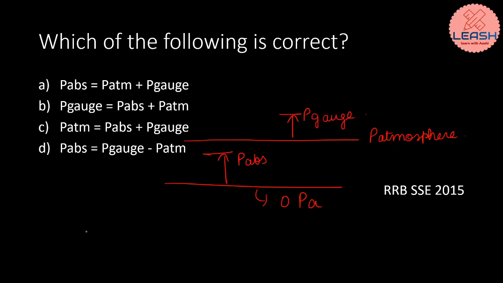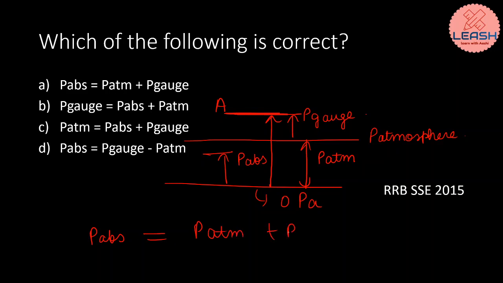So as simple as that, absolute pressure at any location, let's say at this location I want to measure the absolute pressure, so I have to start from 0 and I have to go to this location. Let's say this is A. So P absolute here will be P atmospheric plus P gauge. So option A will be the correct option. All these other options are wrong. P absolute is equal to P atmospheric plus P gauge. It is nothing but the reference game. P gauge is the pressure more than atmospheric pressure, and P absolute is the total pressure at that point considering from absolute 0.